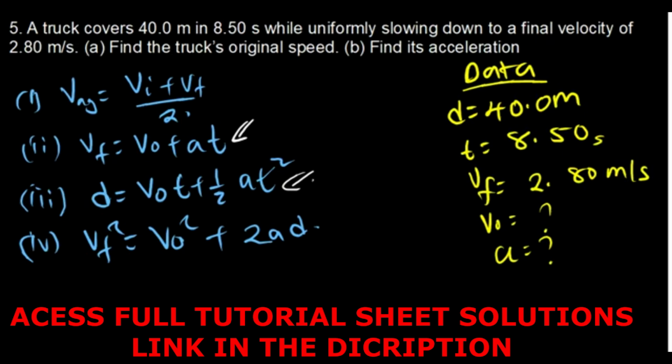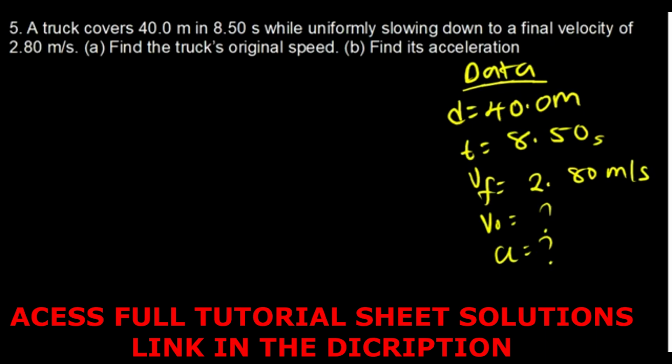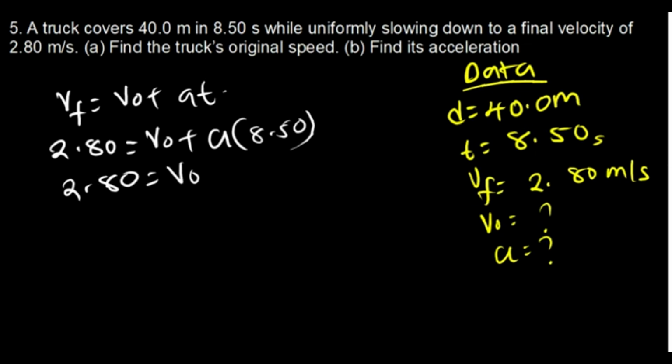Okay, so now those are the two formulas which we are going to use. First, we are going to say the final velocity is equal to the initial velocity plus the acceleration times t. We have the final velocity, which is 2.80, so I'm going to put 2.80 has to be equal to the initial velocity, which we don't know, plus the acceleration, which we don't know, times the time, 8.50. So this is the same as 2.80 equals v initial plus 8.5 times a. Let's call this equation 1.